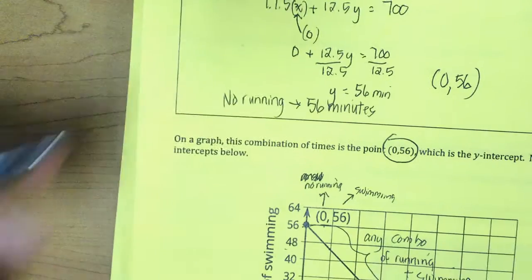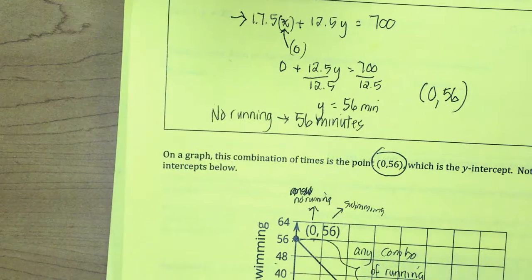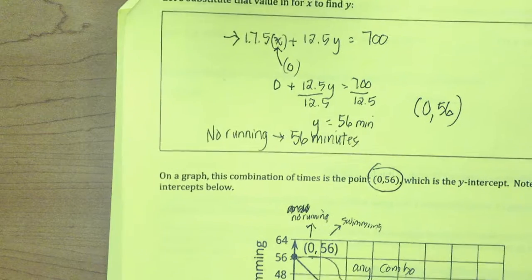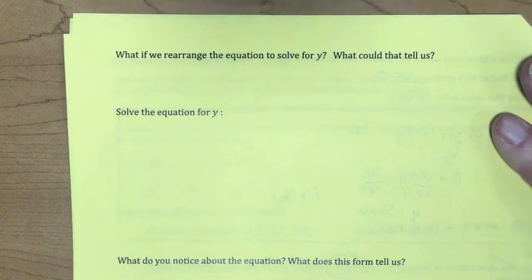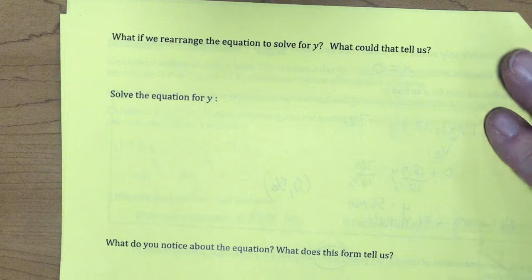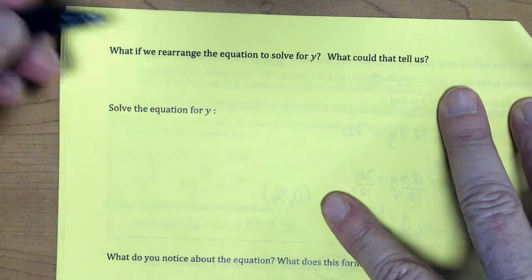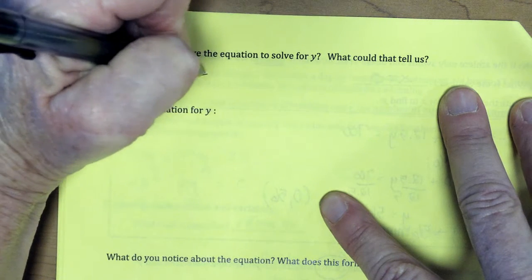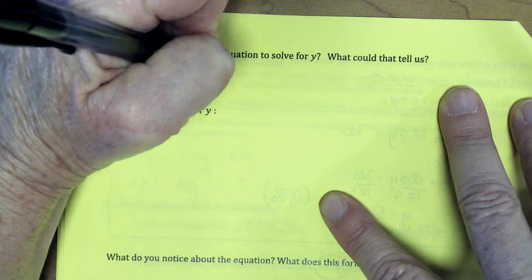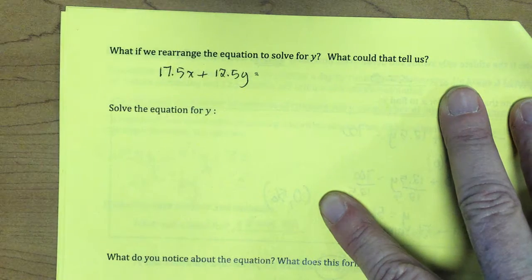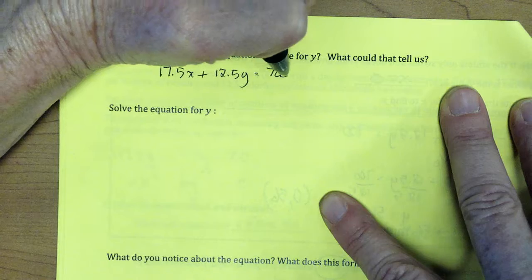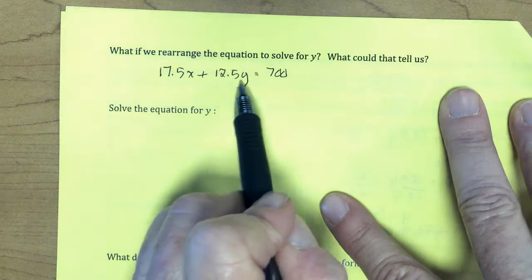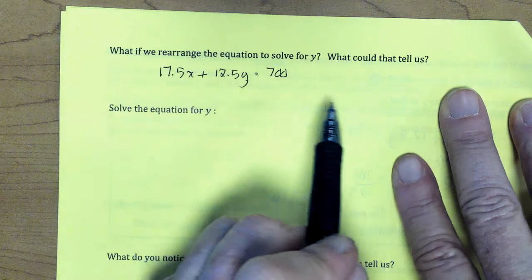Okay, so I want you to remember that I'm in Ax plus By equals C. So now, what happens if I were to rearrange the equation and solve for y? What would that tell us? Well, if I did that, I'm going to rewrite the equation again: 17.5x plus 12.5y is equal to 700. If I were to just solve for y, what would the equation look like?